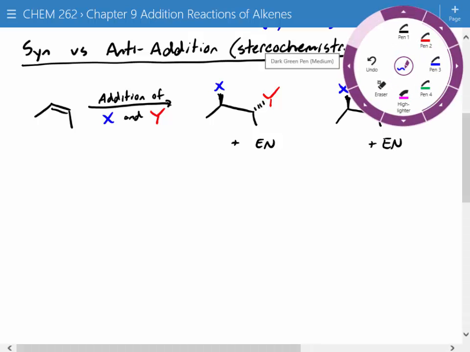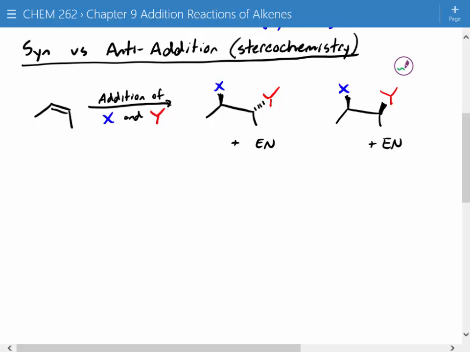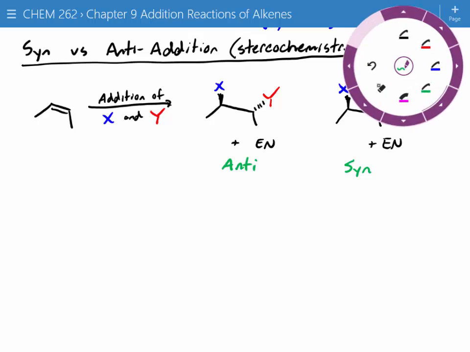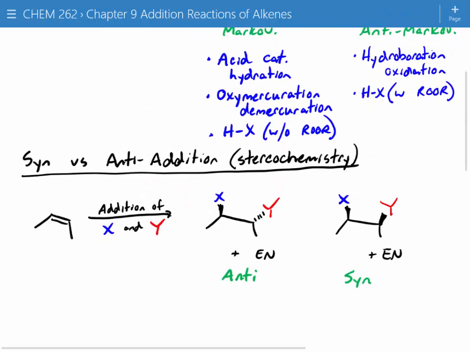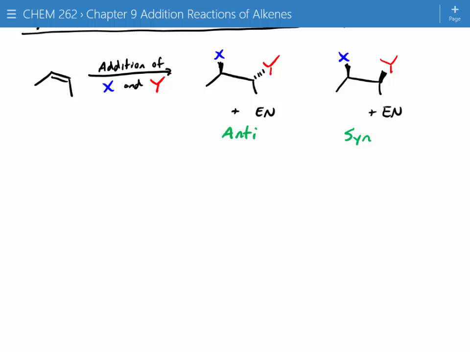Which one's syn, the left or the right? Oh, the right. So in this case, we've got syn, and this one we've got anti. And we've got reactions where we can favor syn or anti as well. So let's take a few of these example reactions. What about hydrogenation? Is that syn or anti?